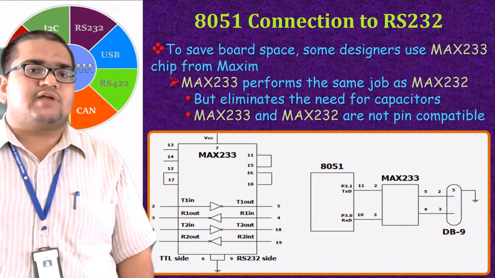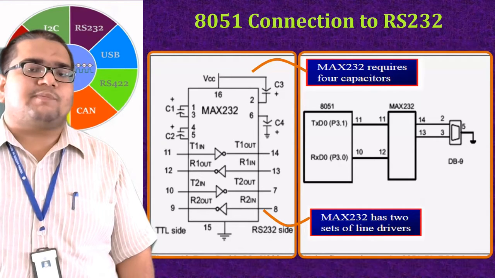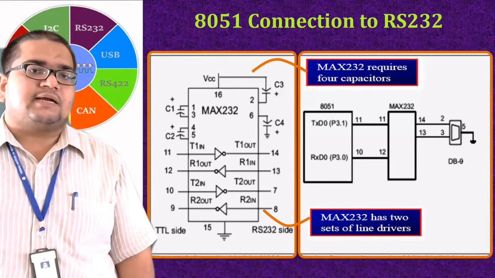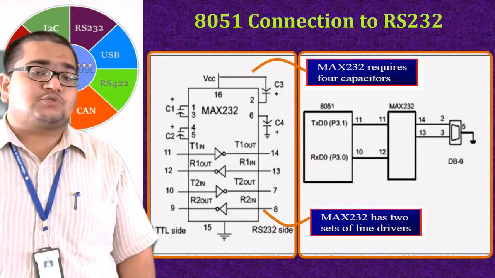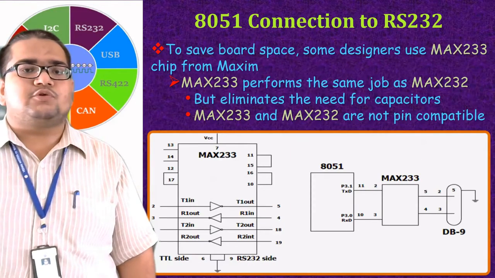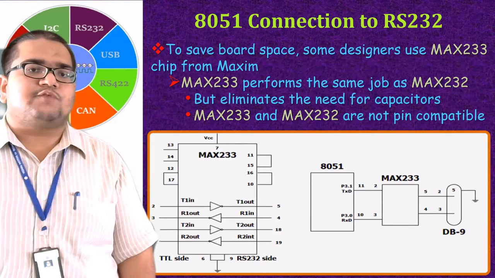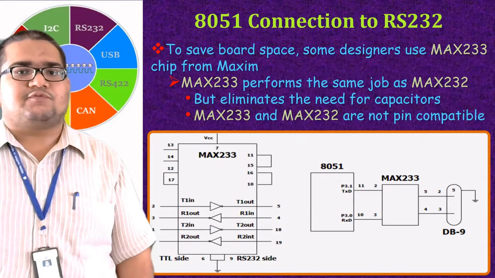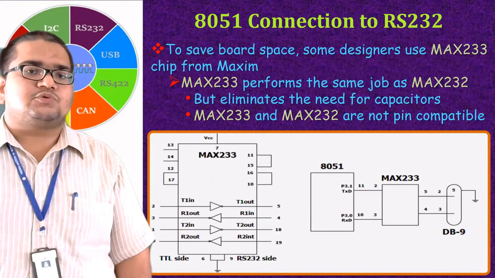As we have seen earlier in the case of the MAX 232, pin numbers 11, 12, 13, 14 of the MAX 232 are used for connecting the TXD and RXD of the 8051 to the RS-232 connector. But when we use MAX 233, the pin numbers are a little bit different. You can check it out, 2, 3, 4, 5 are used instead of 11, 12, 13, 14. So this is how the 8051 is interfaced with the RS-232.